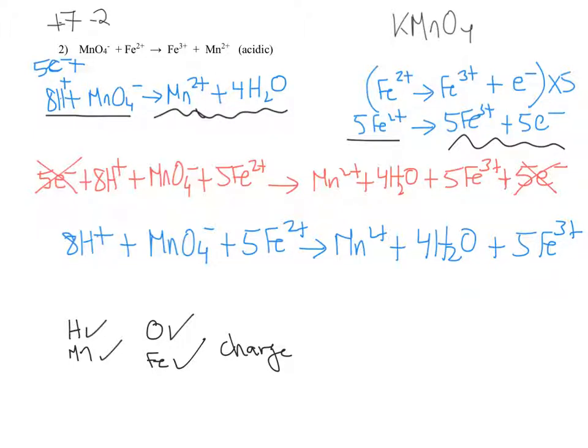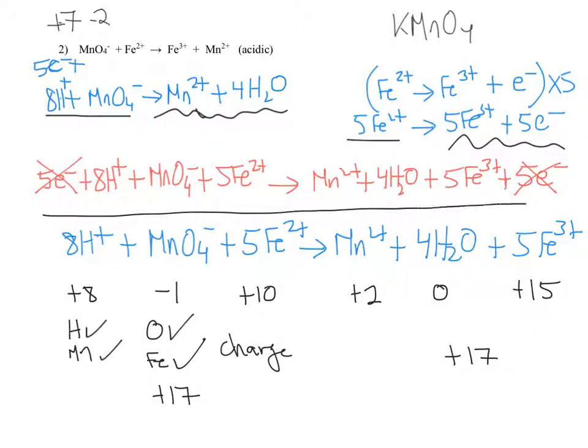Let's look at the charge. So this is a plus 8, this is a minus 1, and this is a plus 10, for a total on that side of plus 17. On the product side, this is a plus 2, this is neutral, this is a plus 15, for a total of plus 17. So they match. That means this is the correct balanced equation.